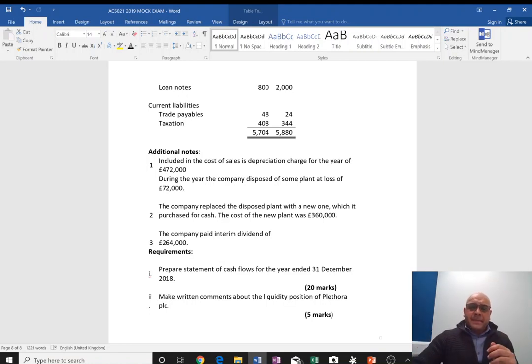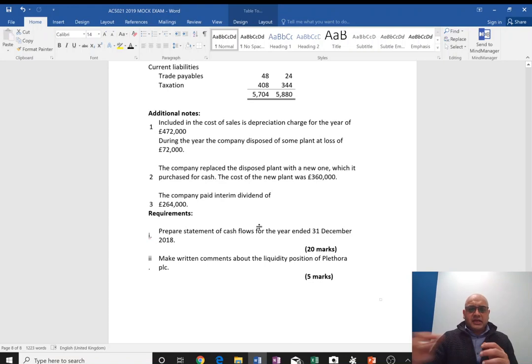of the plant. Okay, number two is the company replaced the disposed plant with a new one. Okay, so they bought a new one, which it purchased for cash. The cost of the new plant was $360,000. Good, so we know how much in terms of cash company is spending on purchase of a new plant. The last one, the company paid interim dividend of $264,000. Great. So that's all we know.